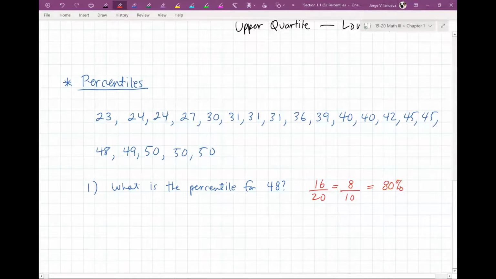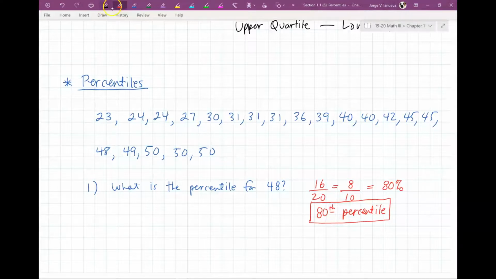So what's the percentile? You're going to say the 80th percentile. All I did was count how many numbers were before 48. I got to 48, and that's the 16th number out of the 20, so I said 16 out of 20. That's 0.8, or 80%. So it's the 80th percentile. All right.